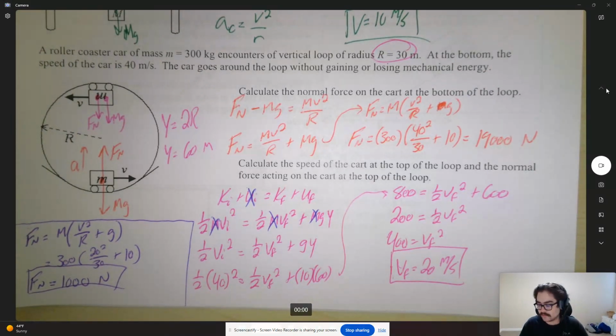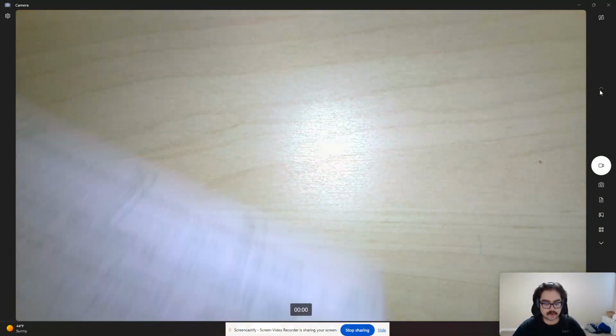Oh gosh, I absolutely threw my pen. You should have seen that. That was actually quite impressive how I managed to throw it.